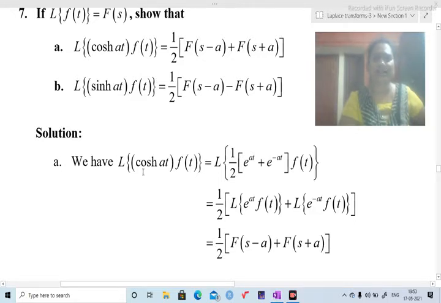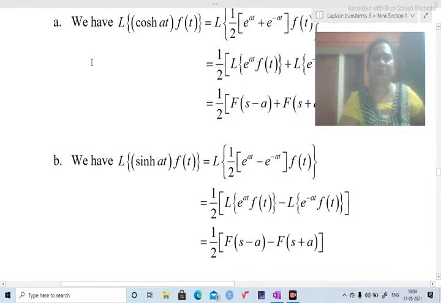First of all, Laplace transform of cos hat into f of t. We know that the value of cos hat is e power at plus e power minus at by 2, into f of t. Take 1 by 2 outside: L of e power at into f of t plus L of e power minus at into f of t. We know the first shifting property. By using that, the value of this term is F of s minus a, and the value of this term is F of s plus a. So the first one is completely proved.